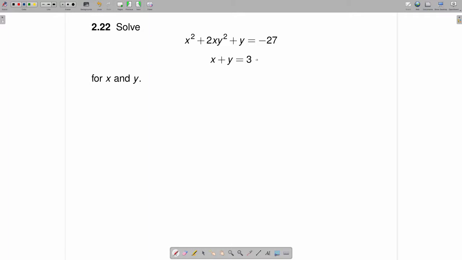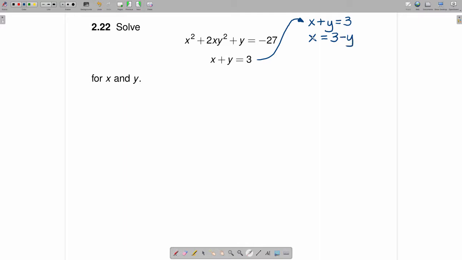There are a lot of different ways to proceed, but one way to proceed is to take the easier looking of the two equations, which is the second one, x plus y is equal to 3, and solve this equation for x. The way you solve this equation for x is you subtract y from both sides of the equation. When you subtract y from the left-hand side of the equation, you get x. When you subtract y from the right-hand side of the equation, you get 3 minus y.